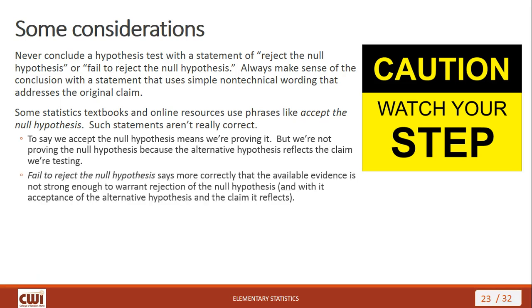So there's really no accepting of the null hypothesis when the claim that we're testing is in the alternative hypothesis. Fail to reject the null hypothesis is really the correct language that we need to use, because it says that the available evidence is not strong enough to warrant rejection of the null hypothesis, and with it acceptance of the alternative hypothesis and the claim that it reflects. So you want to be very careful about the language that you're using, and certainly you will have problems that you need to solve where you need to be very careful about that language that you select.